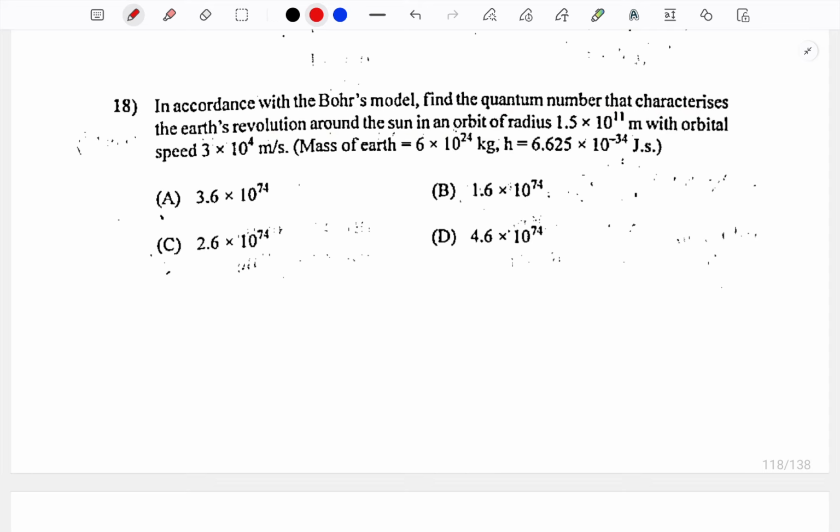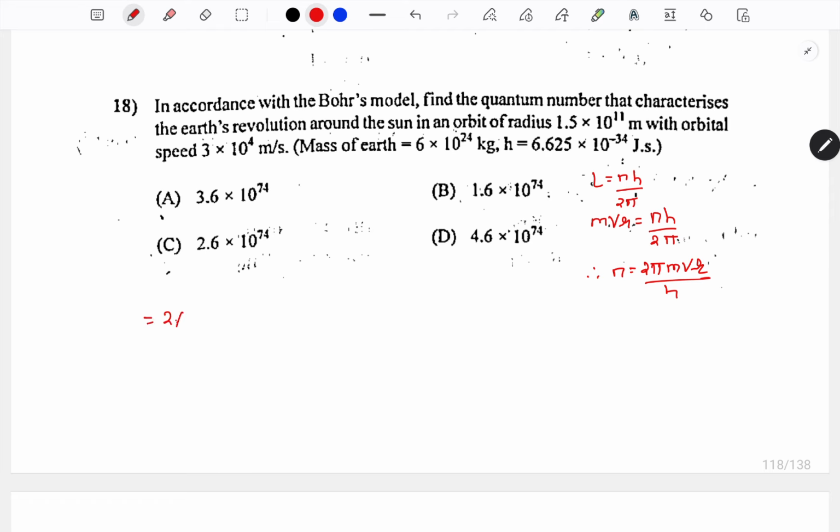So for Bohr's model and quantum number, we know that L is equal to nh upon 2 pi, and L is equal to mvr, equal to nh upon 2 pi. This question is for maths checking. n is equal to 2 pi mvr divided by h. Okay, one second, I need more space for calculation.